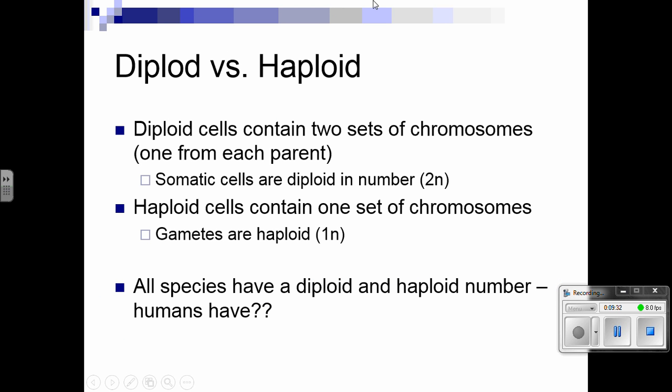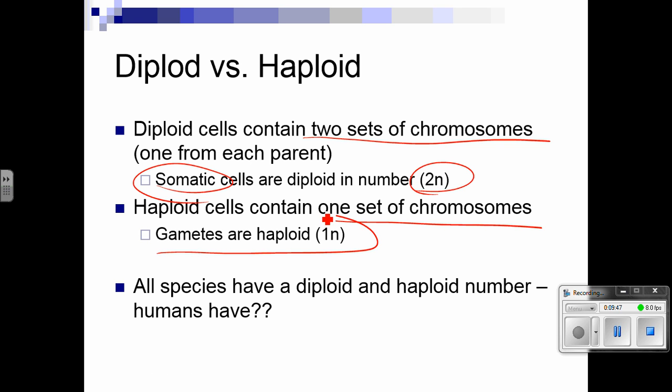So we did this in class, but haploid versus diploid. Diploid cells contain 2 sets of chromosomes, 1 from each parent. All your somatic cells are going to be diploid, which is 2N. We did practice this in class, and you guys did great, so I'm going to kind of speed through this. Haploid cells contain 1 set. Gametes are haploid. These are going to be the only cells in your body that are haploid. That would be in all animals.